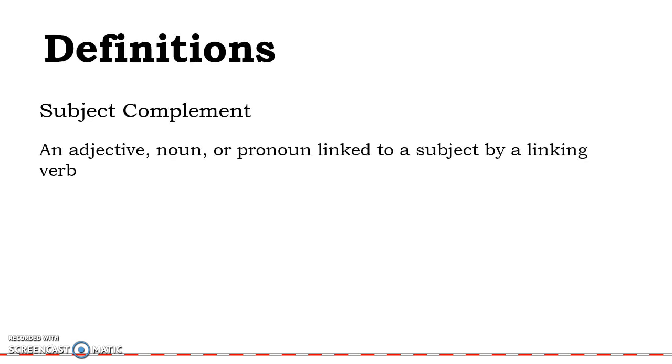The subject complement is an adjective, noun, or pronoun linked to a subject by a linking verb. If you don't know what a linking verb is, you might want to look it up. Some form of to be, being verbs, like is, was, will be, was being. The subject complement comes on the other side of the linking verb after the subject.